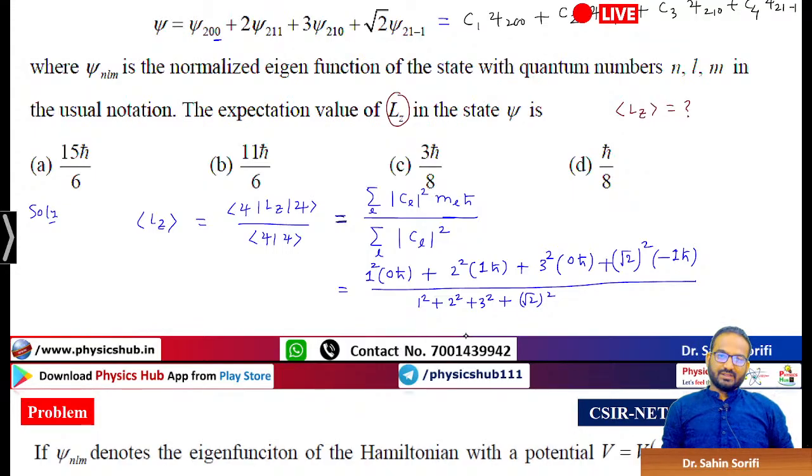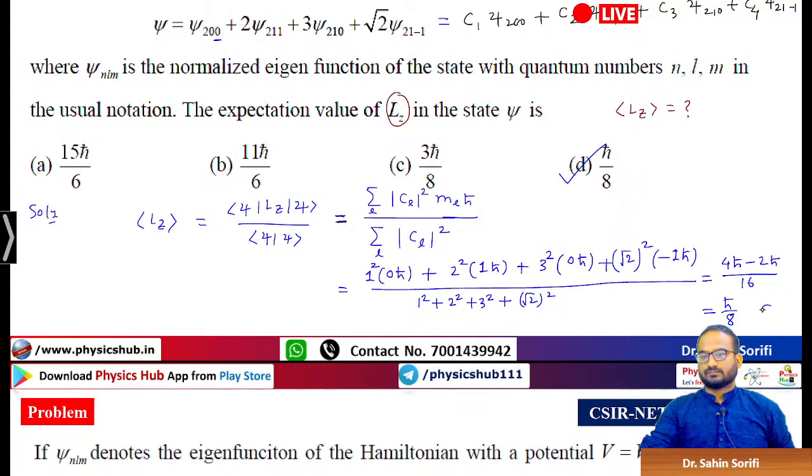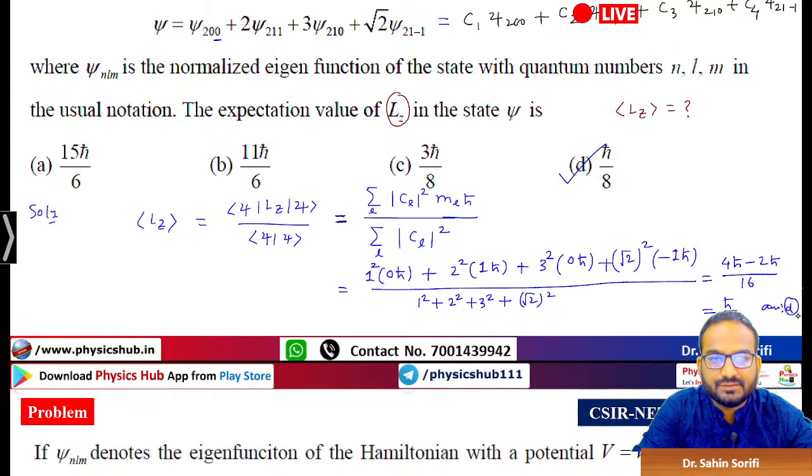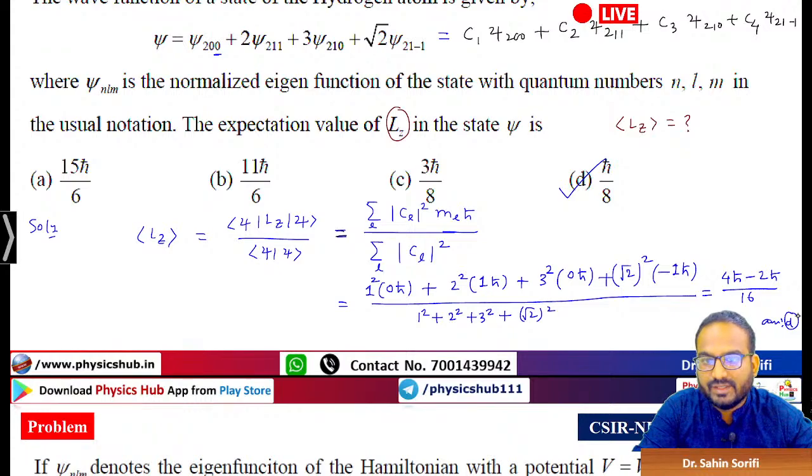Murli, is it getting clear? And this is equal to 4ħ minus 2ħ divided by 1 plus 4, 5, plus 9, 14, plus 2, 16. 2ħ by 16 means ħ by 8. Very simple. If you go in a systematic way, you can easily do it.